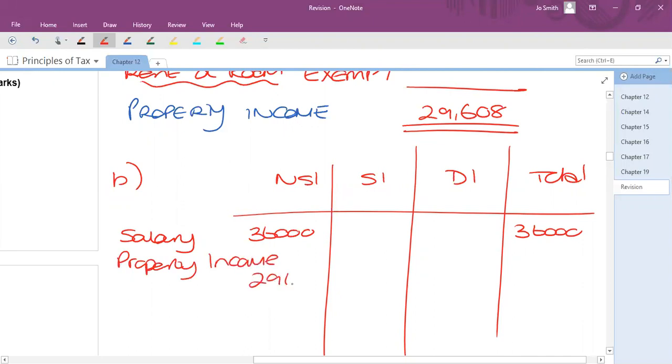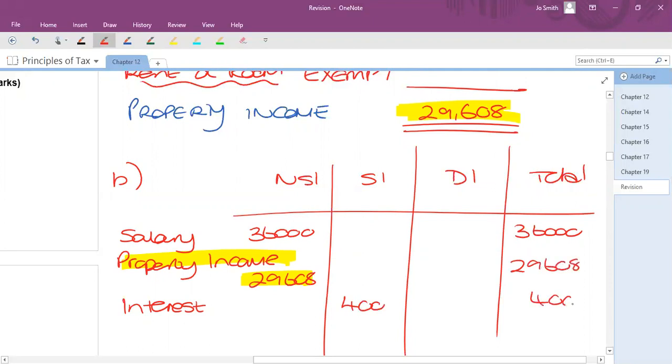which is his 29,608. I'm just going to highlight that so we remember that's what it is. And in the exam, if you've got a different figure in part A, as long as you carry your answer into part B, you will still get all the marks. So don't worry about whether part A is right or not. It doesn't matter really. All we're doing is testing that you understand where your figure goes and how to tax it. So he's got his interest in the savings income column. And he's got his dividends in the dividend column.